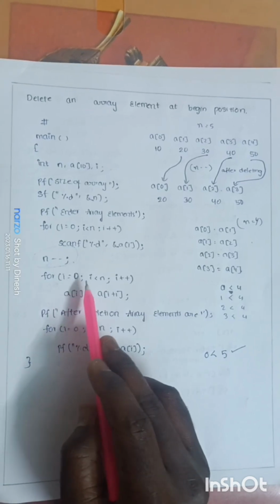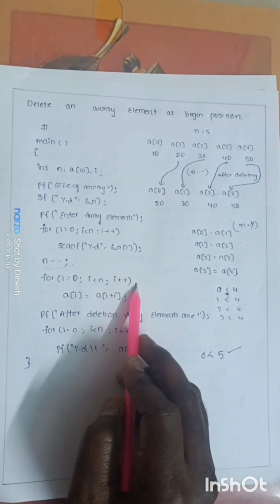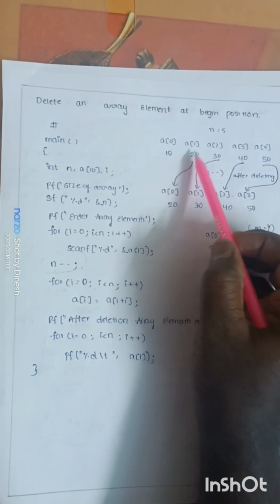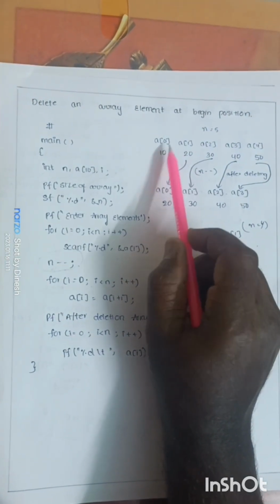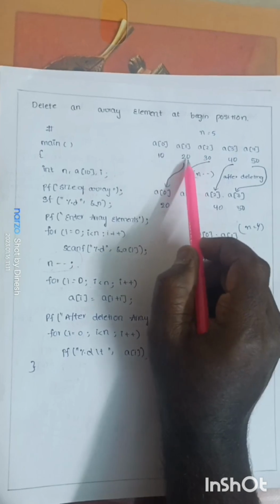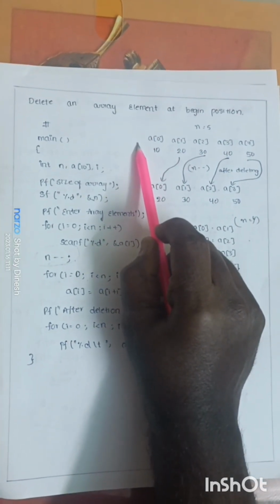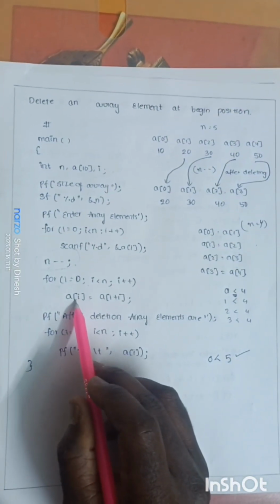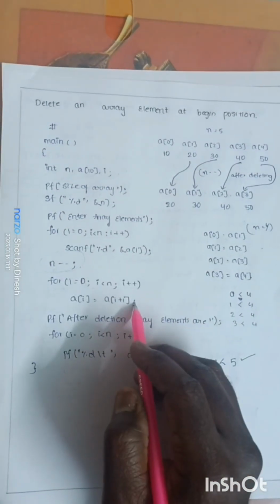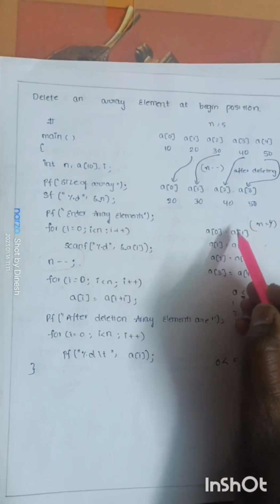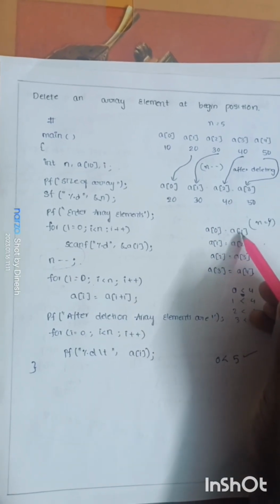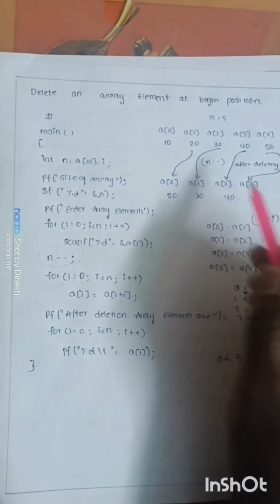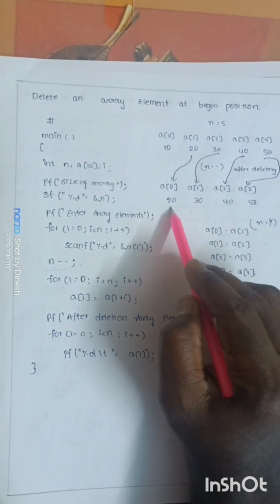Now for i equals to 0, i less than n, i plus plus. Now we have to move the first location element into the 0th location. This 20 will be moved to the 0th location, then automatically 10 will be erased. For this logic, a of i is equal to a of i plus 1. So first, i equals to 0, a of 0 equals a of i plus 1, which is a of 1. The a of 1 value will be stored in a of 0, that means this 20 will be stored in a of 0.